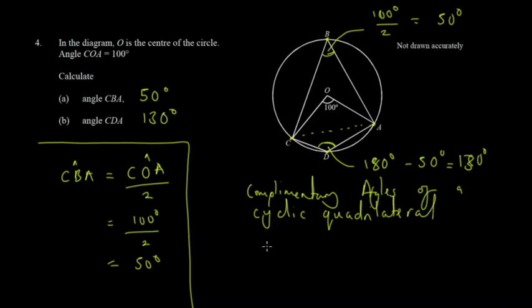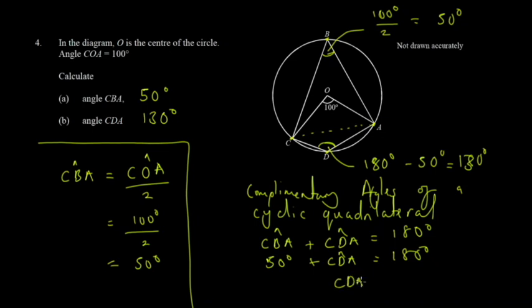After doing this, you identify the complementary angles. So CBA plus CDA equals 180 degrees. You already have CBA. CBA is what? It's 50. So 50 degrees plus CDA equals 180 degrees. So CDA equals 180 degrees minus 50 degrees, and you get 130 degrees here. So that's how we found out.